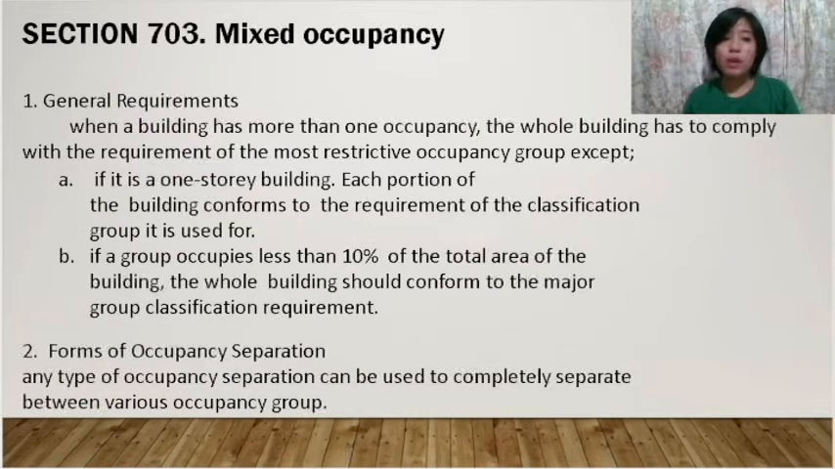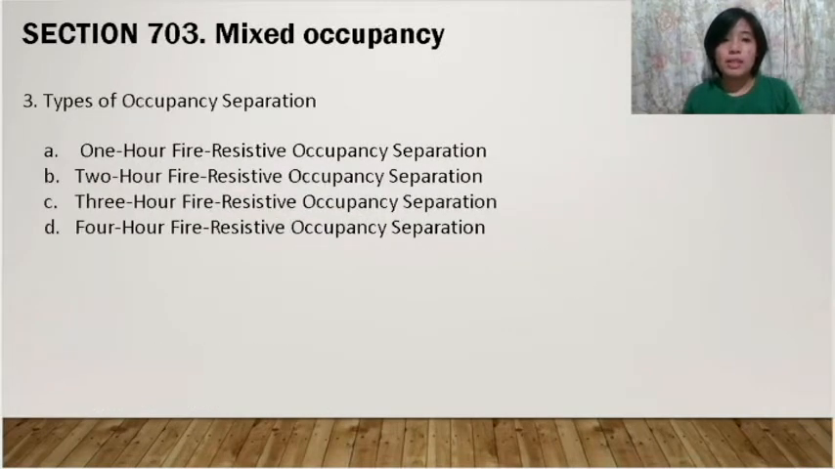Number two, forms of occupancy separation. Any type of occupancy separation can be used to completely separate various occupancy groups. Number three, types of occupancy separation. So there are four types, each of them a fire resistive occupancy separation: one, two, three, and four.